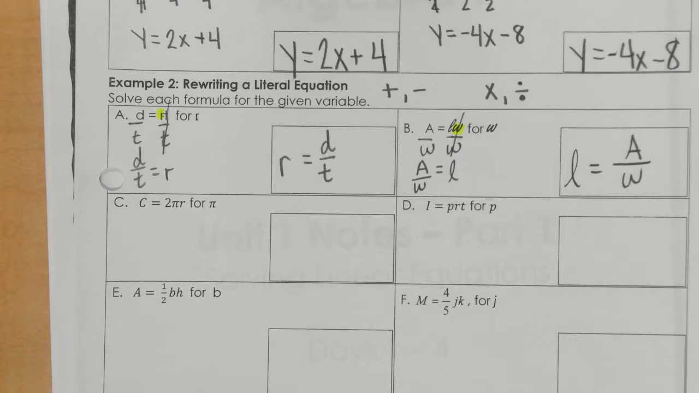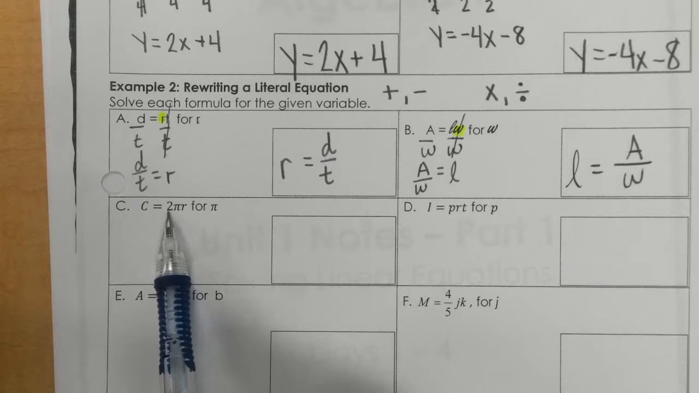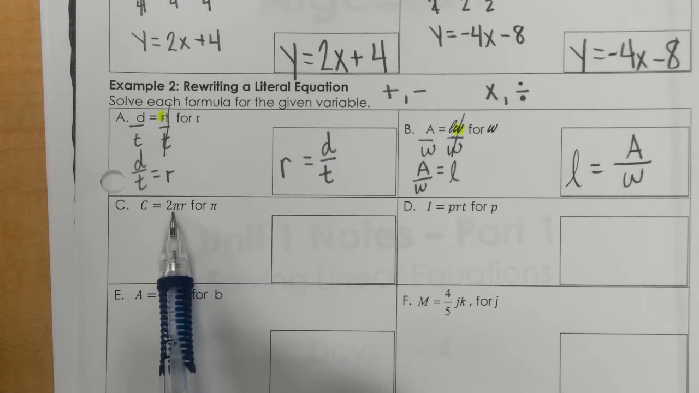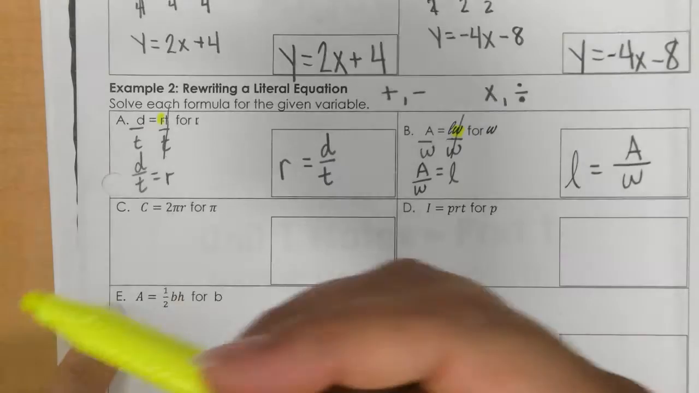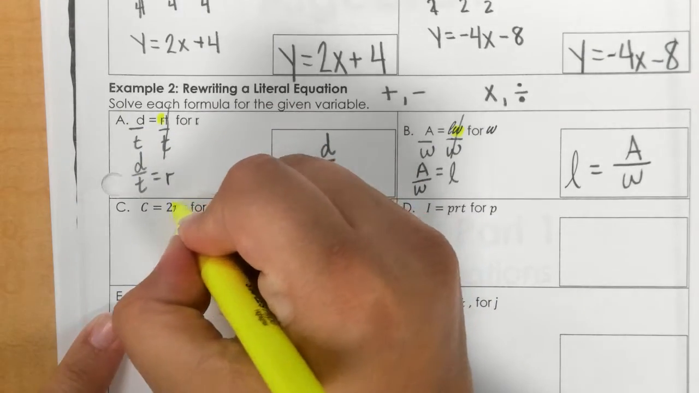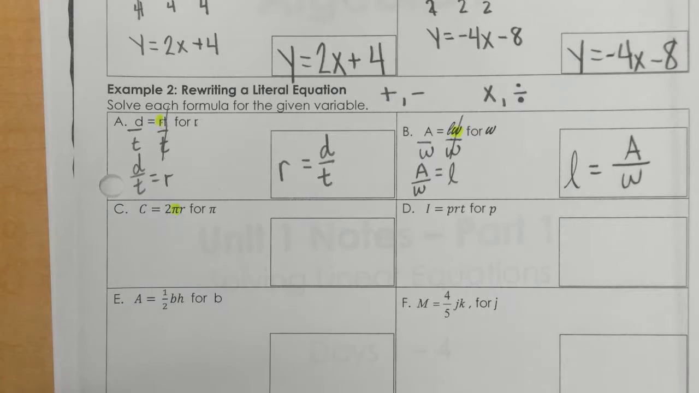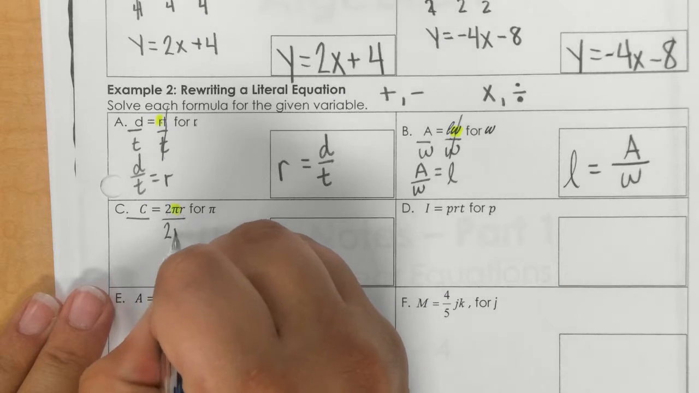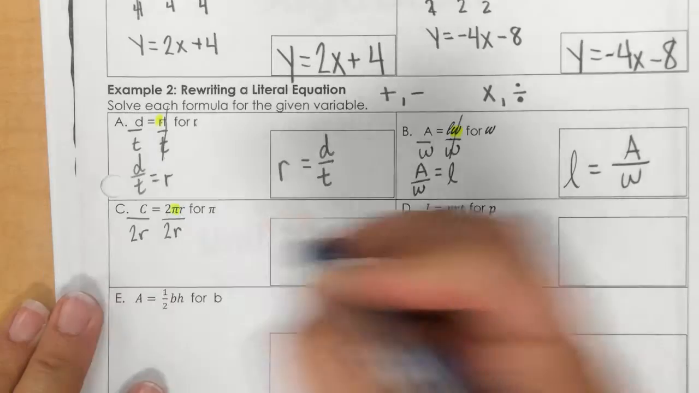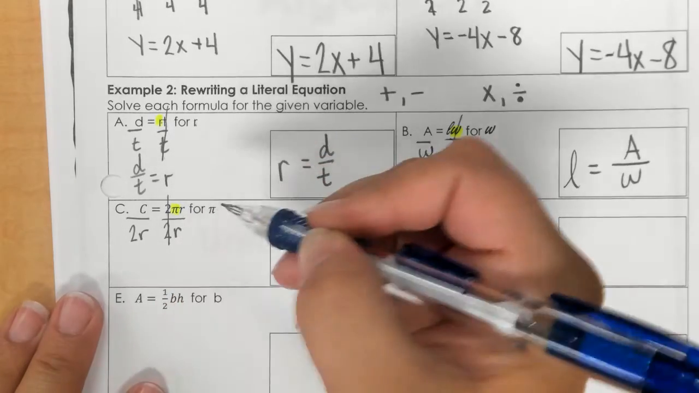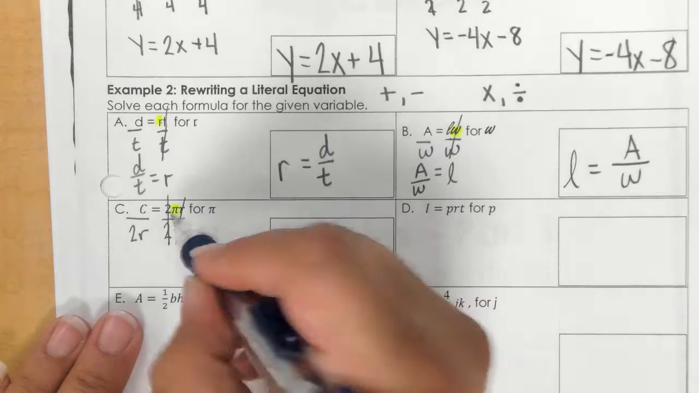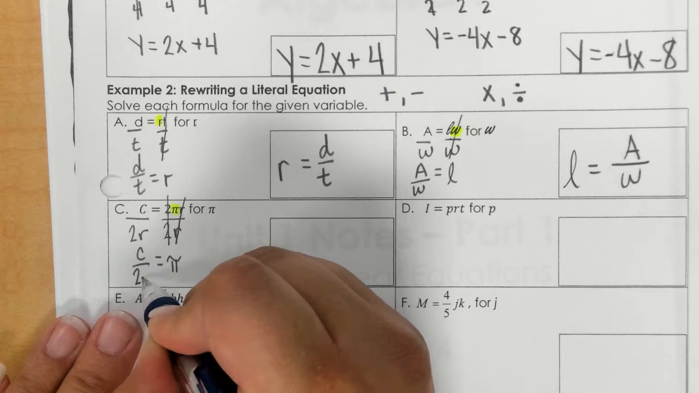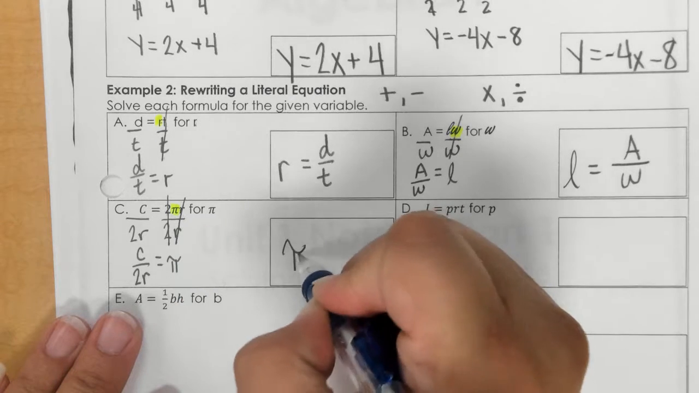In letter C, we have C equals 2 times pi times r. So I know that that is being multiplied on this side. And my goal is to get pi by itself. So I'm going to divide by 2r on both sides. So the 2 divided by 2 is 1. It cancels, and that cancels. So you're left with pi. But now we have that equals c over 2r.